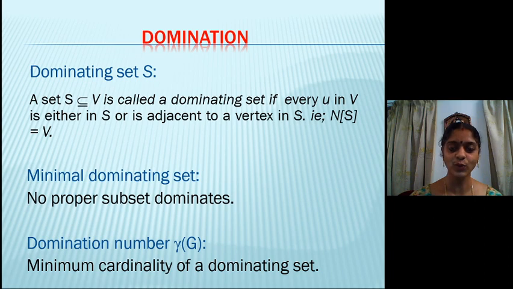Given a graph G with vertex set V, a subset S of the vertex set V is called a dominating set if every vertex in V is either present in S or is adjacent to a vertex in S. That is, the closed neighborhood of S is V. A dominating set is minimal dominating if none of its subsets are dominating. And the domination number, denoted by gamma of G, is the minimum cardinality of a dominating set.